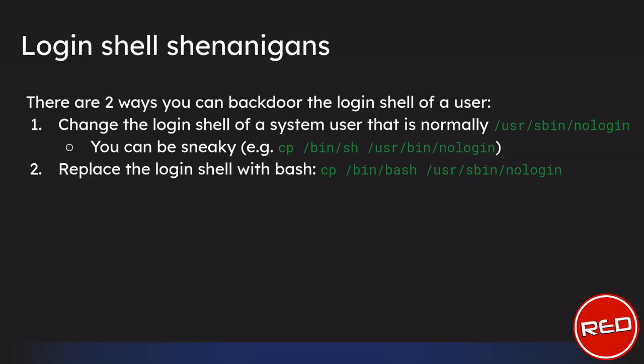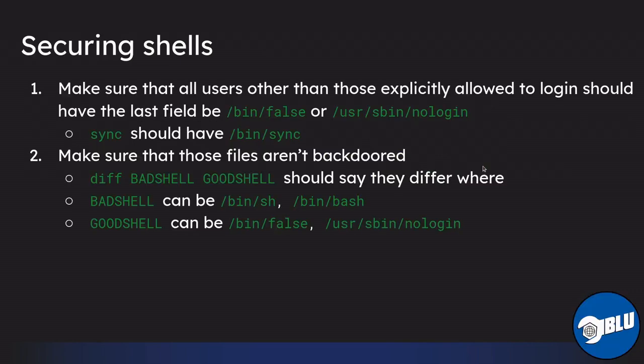Another thing we could do is just replace that binary directly. So even though this one says it should not allow logins, if we actually ran this, we would see, oh, it's a bash shell. That's not good. So doing either of these two things would allow us to log in as a user that otherwise, if we were auditing this system, we would think, oh, they're not allowed to log in. It says nologin. So this is a sneaky thing you can do.